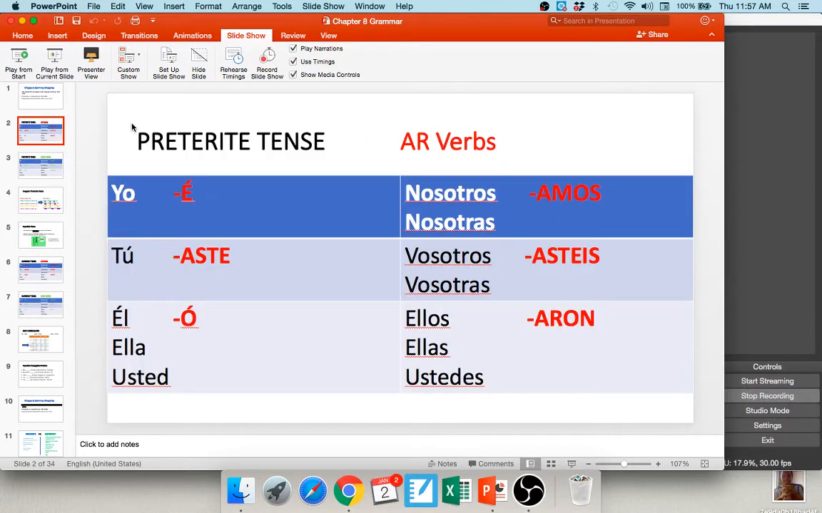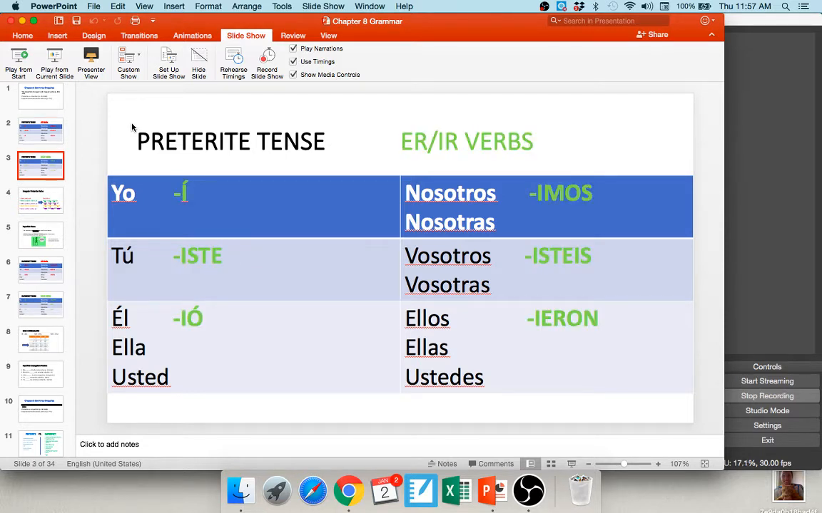So let's start with a brief recap of the preterite tense. For an AR verb, we have a certain set of verb endings. We have aste, o, amos, astes, and aron for an AR verb. For an ER or IR verb, we have iste, io, imos, istes, and ieron.